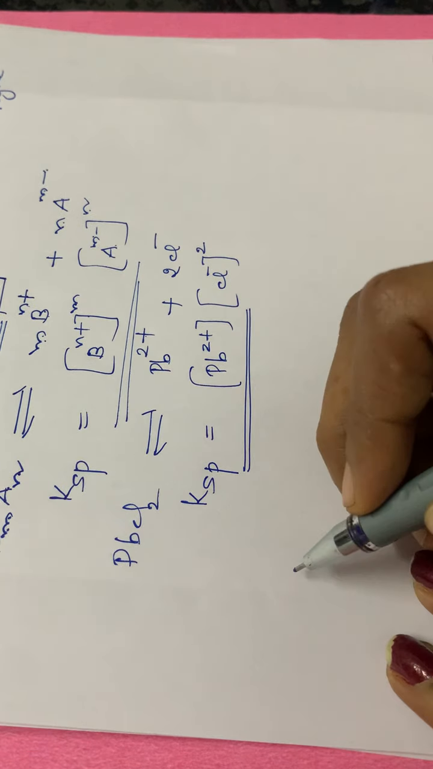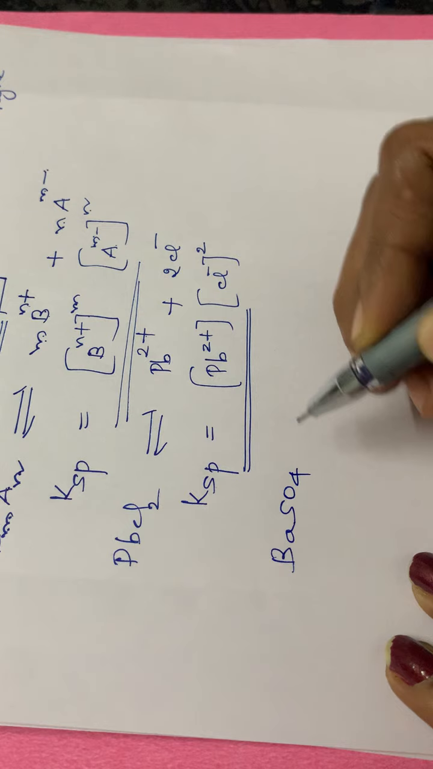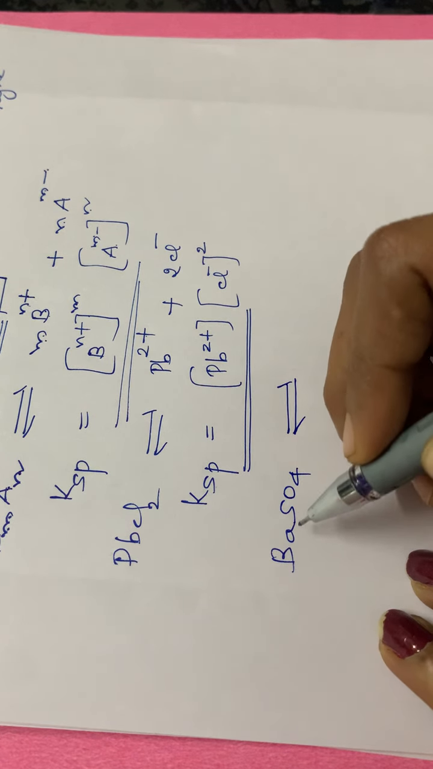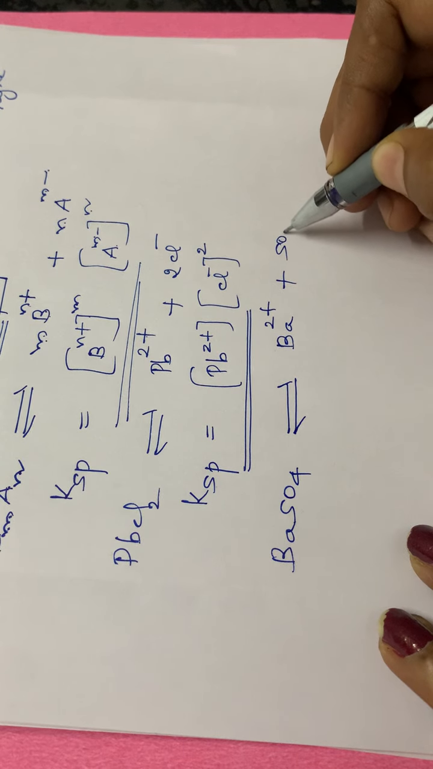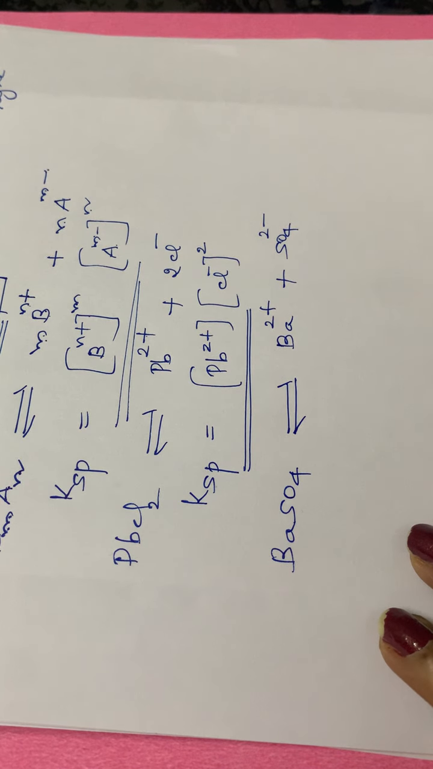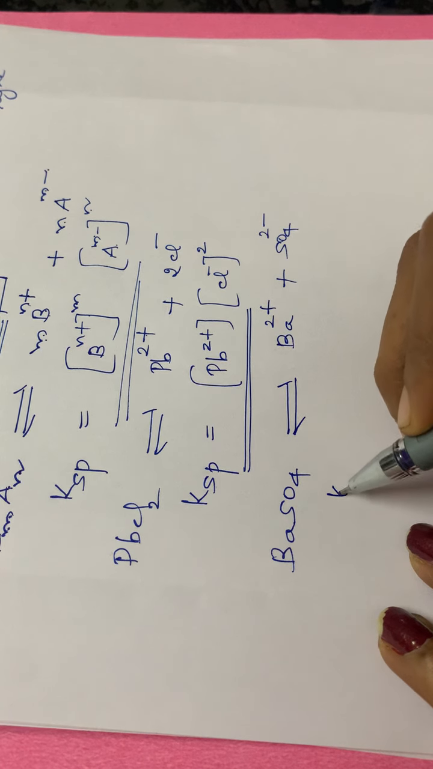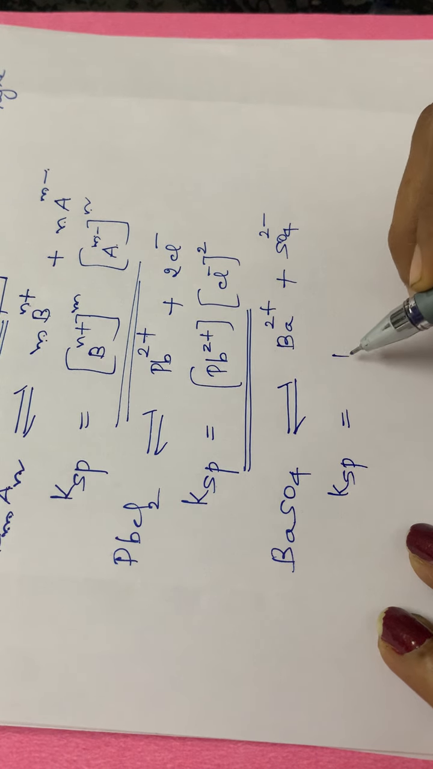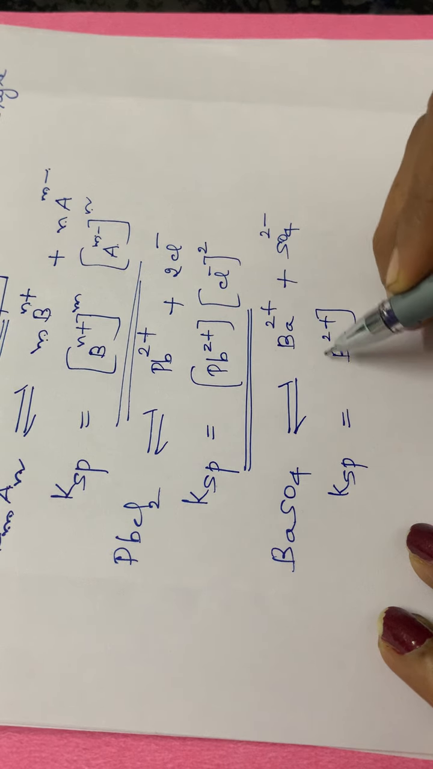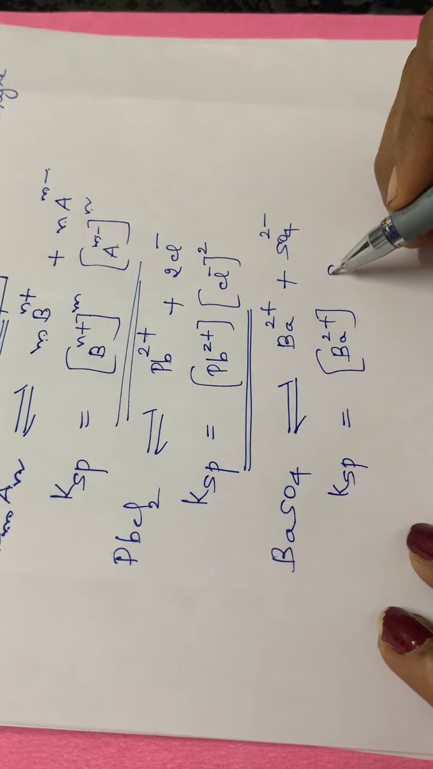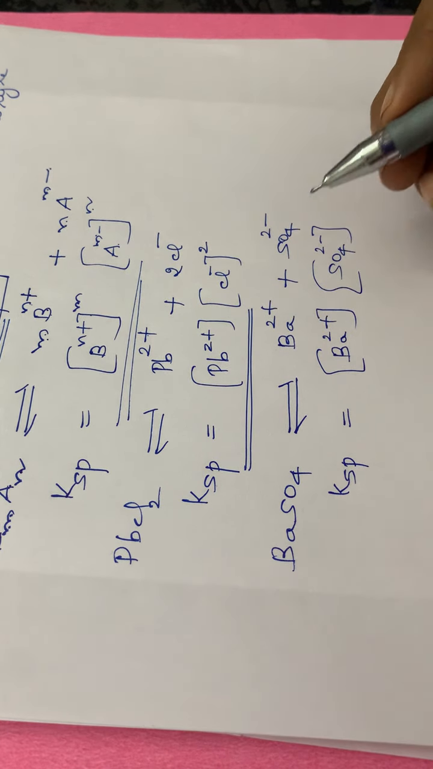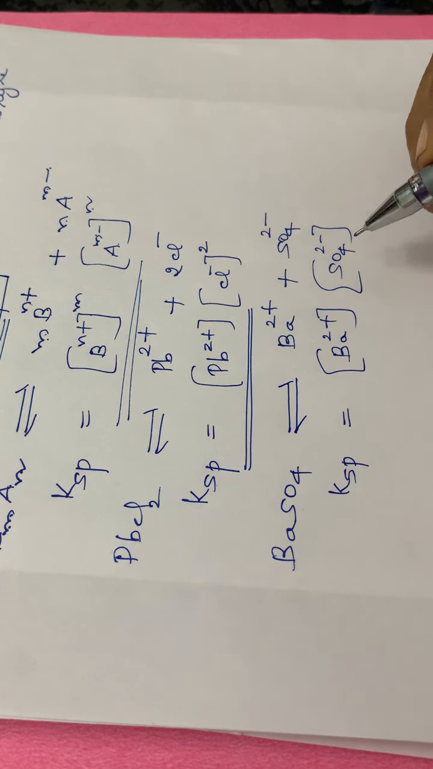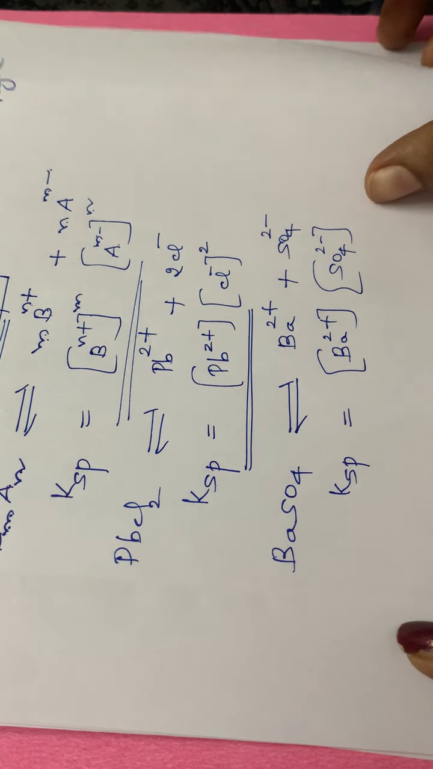Then the next equation, barium sulfate. Barium sulfate will be ionizing as barium, the charge will be Ba2+, and SO4, the charge will be SO4 2-. Okay, so what about the solubility product? Ksp is equal to the concentration of Ba2+ into SO4 2-. Here the ions are 1 each, isn't it? Each one will be having one number, so it will be Ba2+ into SO4 2-. That's all. Okay, then the next equation.